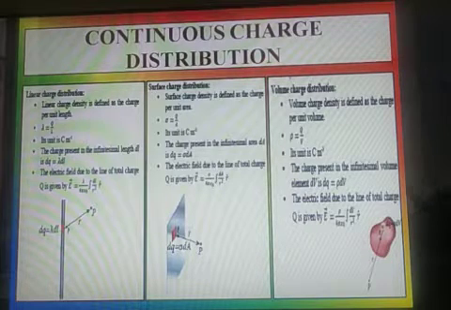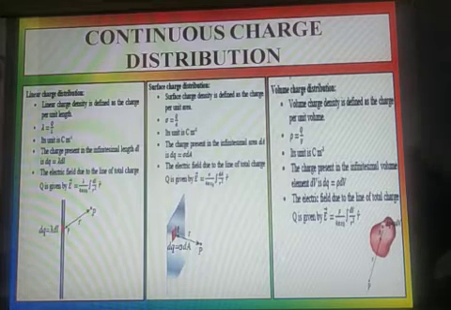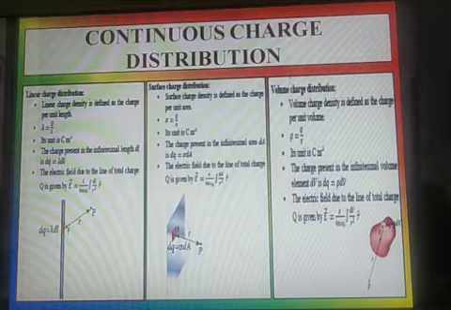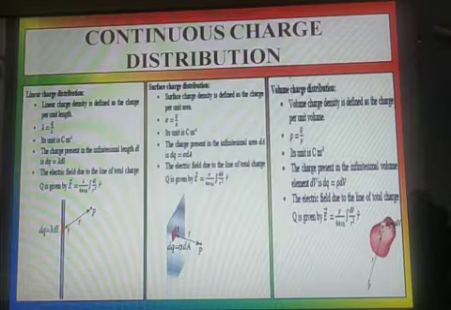Even though the electric field for a continuous charge distribution is difficult to evaluate, the force experienced by some test charge q in this electric field is still given by the same formula, F is equal to q into E vector.